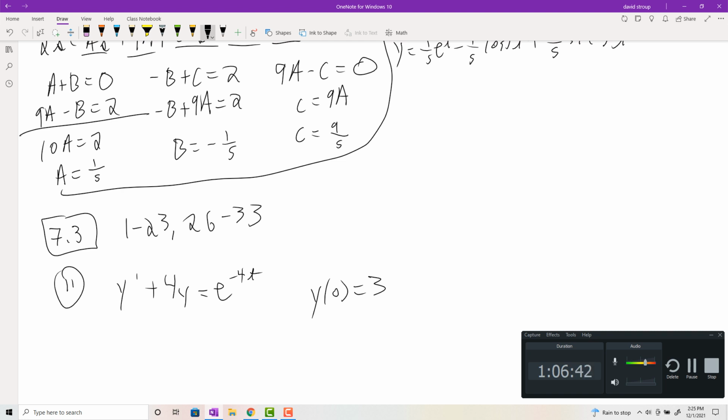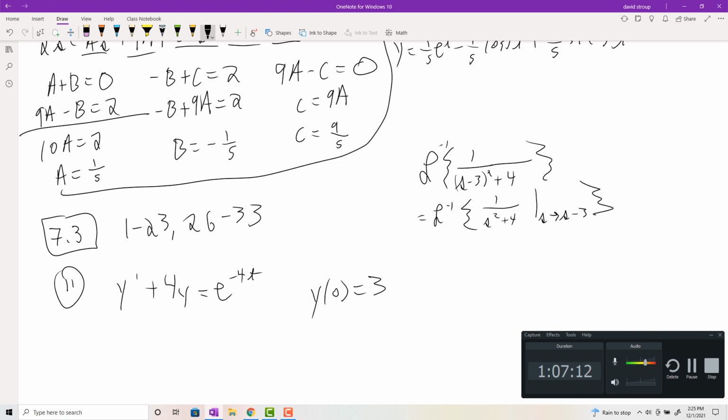Okay, so these translations on the s-axis was for things like if you had 1 all over, you need the Laplace of 1 all over s minus 3 squared plus 4, something like that, right? And you could just say, this would be the same as Laplace inverse of 1 all over s squared plus 4 with this translation, s goes to s minus 3, and you would pop out an e to the 3t and then just do the transform of what's left over. So I hope you remember that stuff. If not, go back and review it.